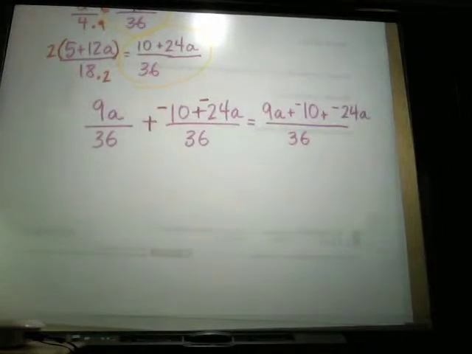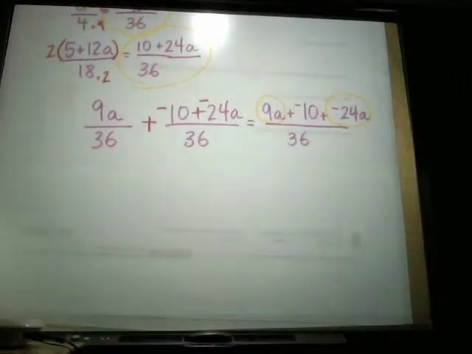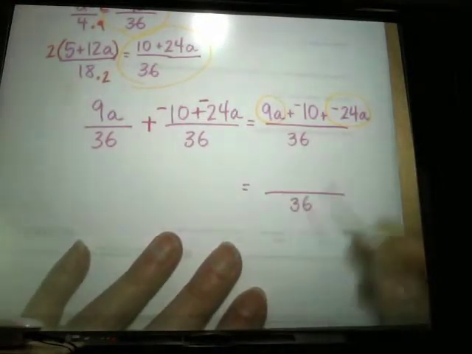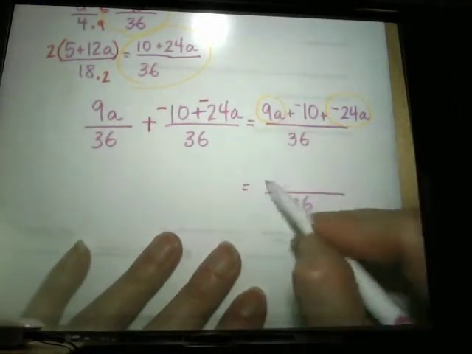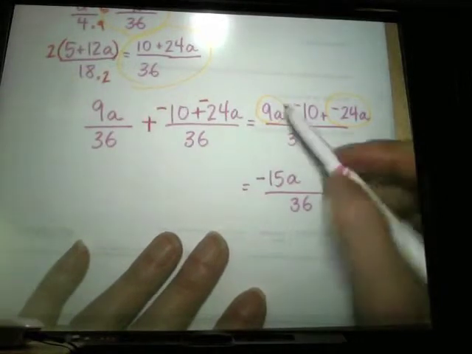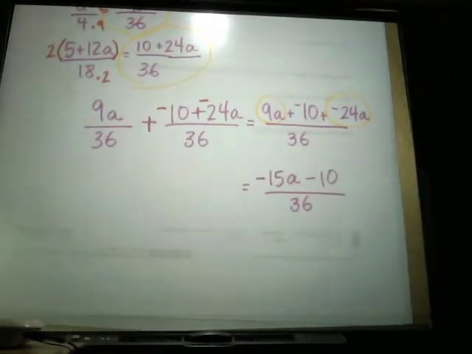Almost done, I promise. Like terms. 9a plus a negative or minus 24a. 9 minus 24, negative 15a. Plus negative 10, or you could just say minus 10. Plus a negative is also correct.